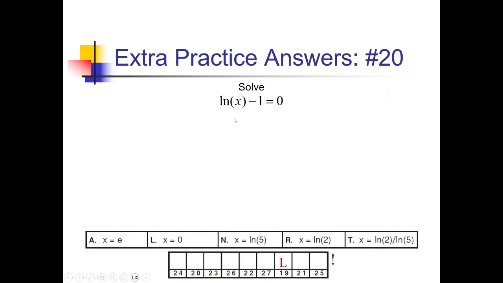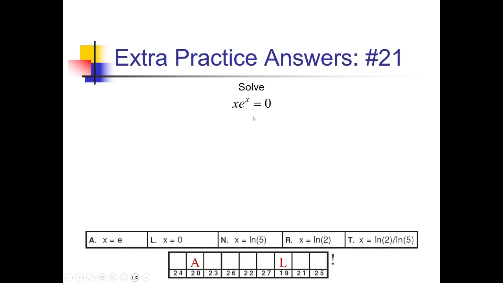For number 20, I've got ln of x minus 1 equals 0. So let me now get my logarithmic term, ln of x, by itself by adding 1 to the other side. And I can get rid of the ln by raising the base, which is e, to both sides. So I have e to the ln of x equals e to the 1. E to the ln of x is just going to cancel ln out, giving me just x over here. And then we have e to the 1 over here, which is just e. So x equals e, that's going to be choice A, going in spot 20.